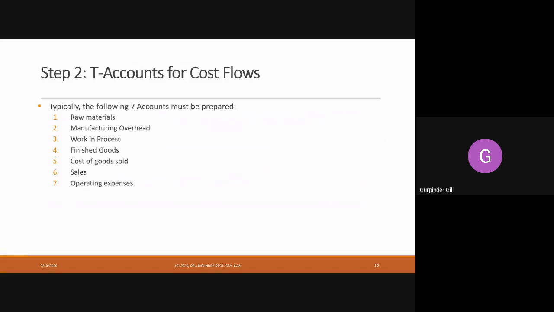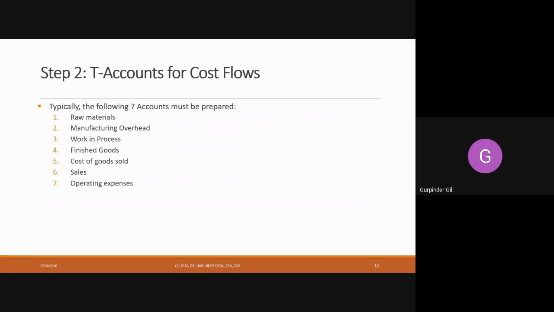The way I think of my T accounts is I look at my inventory. So 3 types of inventories: raw material, work in process, and finished goods. That's your 3 T accounts. Then I think of my income statement. What comes from my income statement is my sales and my cost of goods sold and my operating expenses. So that gives you your 6 T accounts. The 7th one is your manufacturing overhead. So that is how I like to remember my T accounts just so that I'm not missing any.